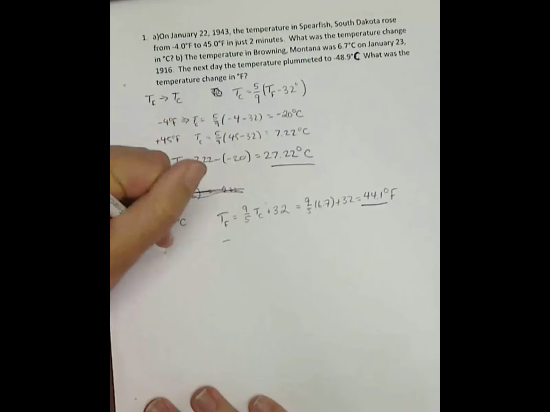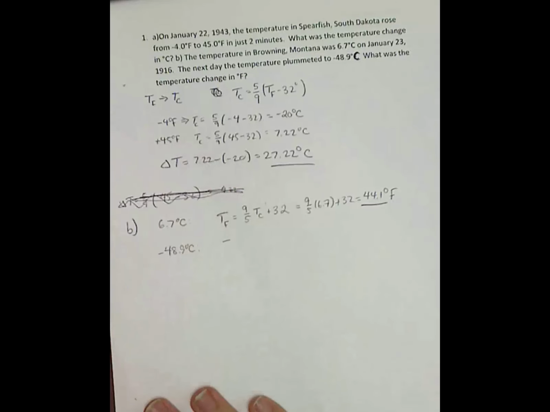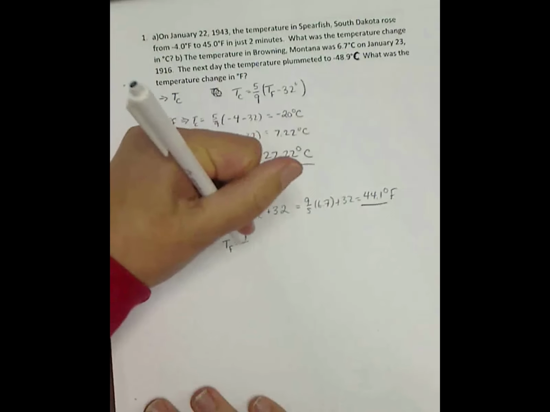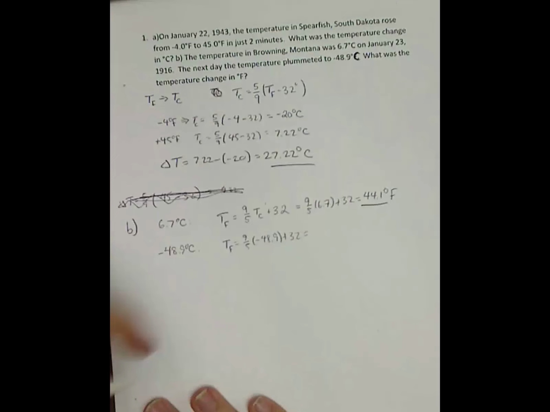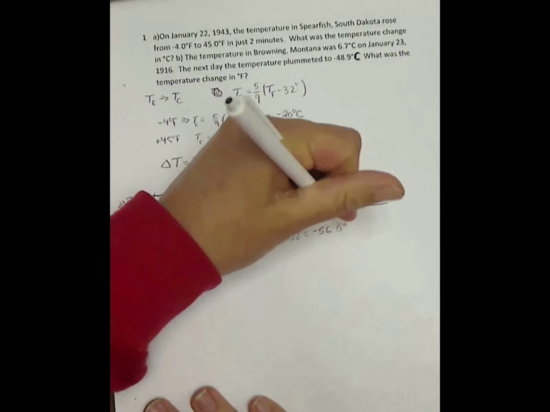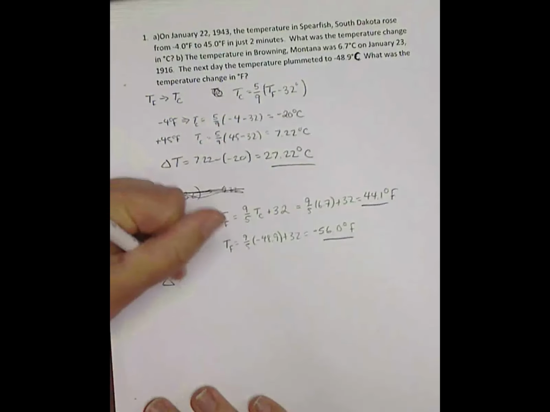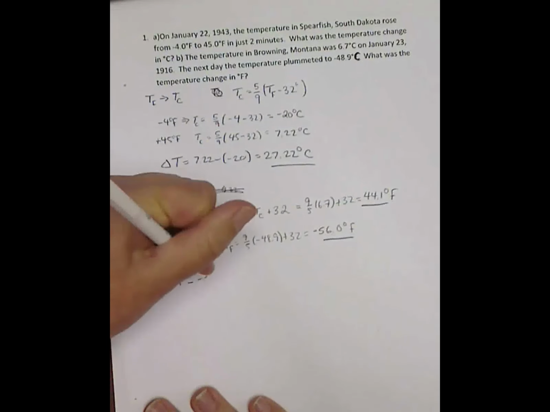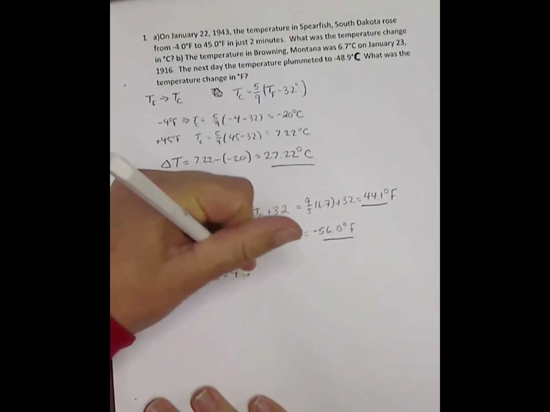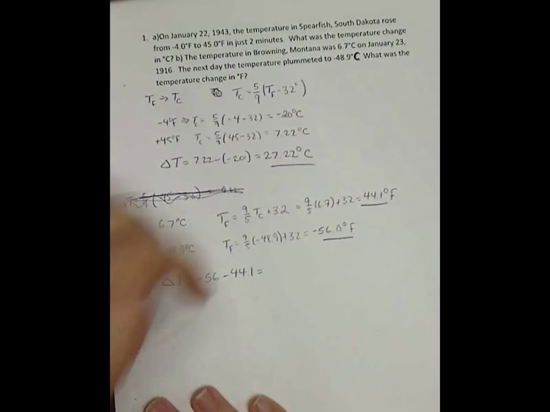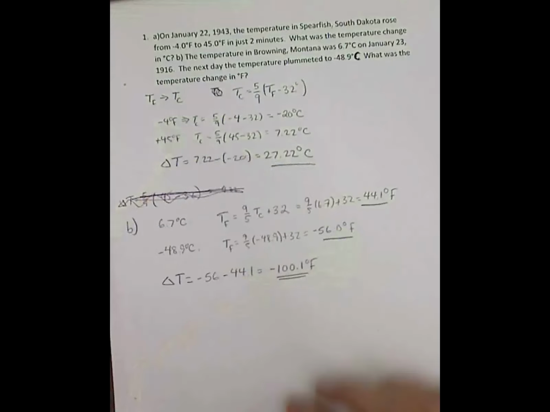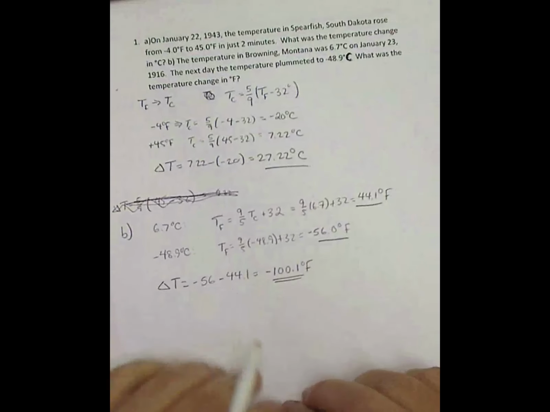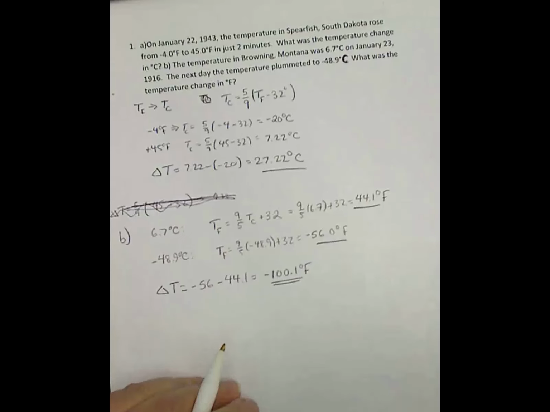And the second one is -48.9 degrees C. That's pretty cold. The temperature in Fahrenheit is 9/5 times -48.9 plus 32. I get -56.0 degrees Fahrenheit. So the delta T is final minus initial. So -56 minus 44.1. I get a temperature change of more than 100 degrees Fahrenheit. You need to be able to do basic temperature conversions from C to F and from F to C.